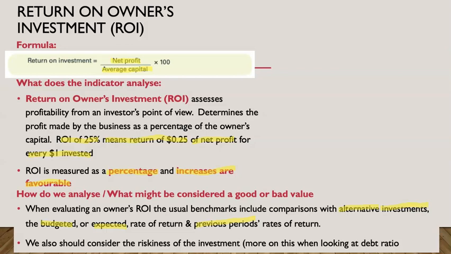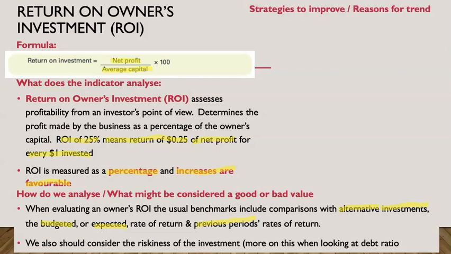Something that's unique potentially for return on owner's investment is we should also consider the riskiness of the investment. This is when we look at debt ratio, and we'll look at a question in this one, but we have businesses owners expect a certain return for their risk. As the business gets riskier, they expect a higher return. And how do we analyze riskiness? We look at lots of things, but one of the major ones we look at is debt ratio, because this is about stability. More debt, more risk.